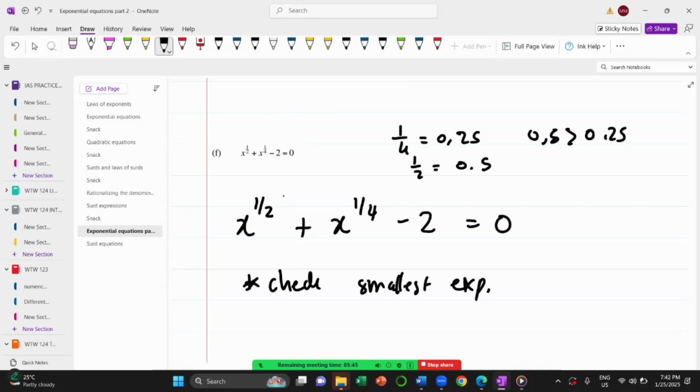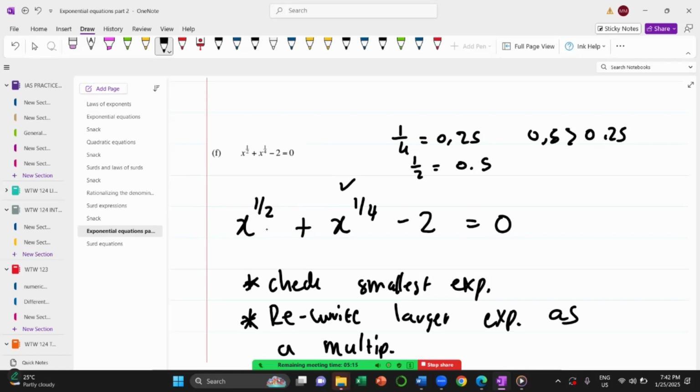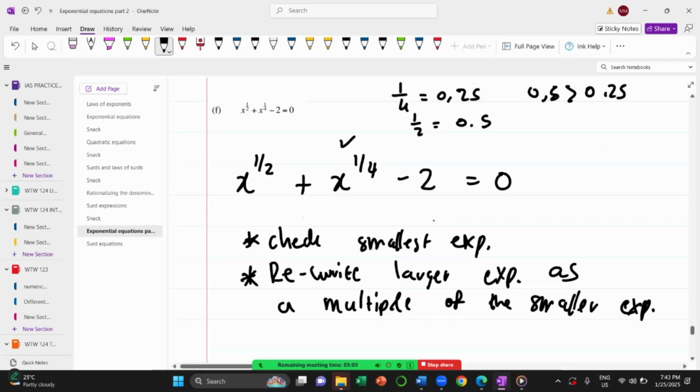Exponent, right? You check the smallest exponent. We saw that it's this one, right? So now you are going to rewrite the larger exponent as the smaller exponent multiplied by something. So the next step, we are going to rewrite the larger exponent as a multiple of the smaller exponent. Let me show you how to do this.